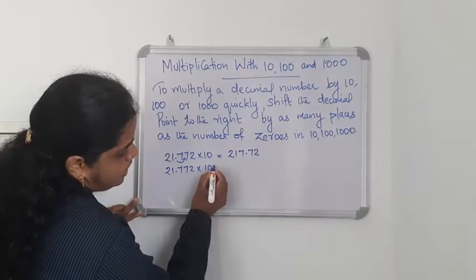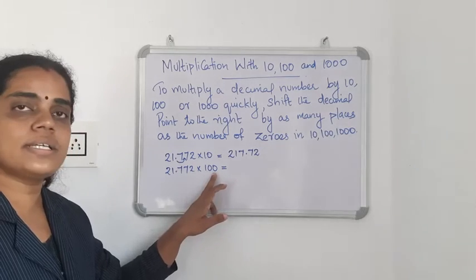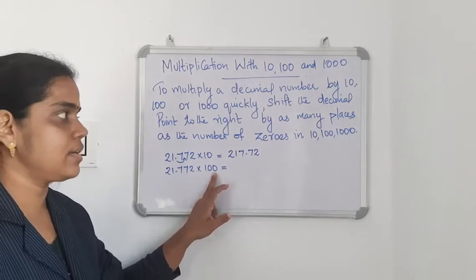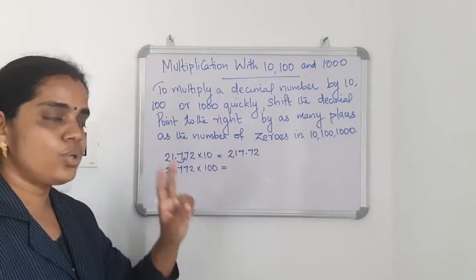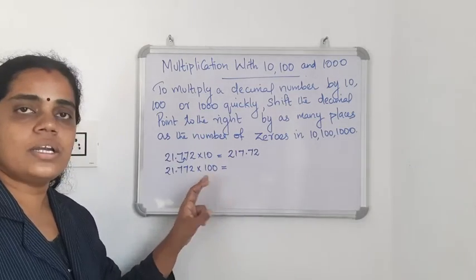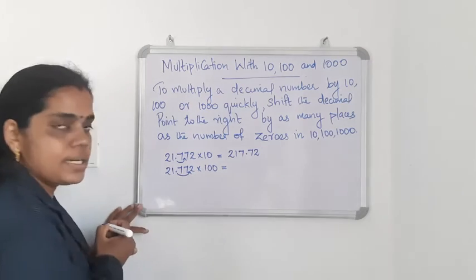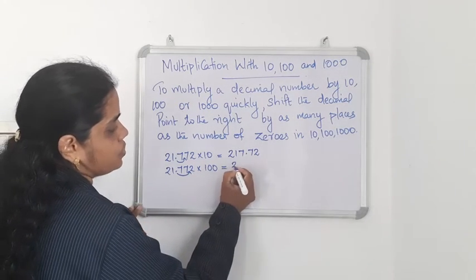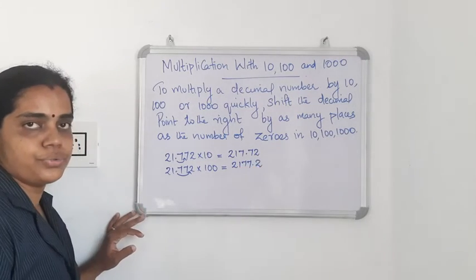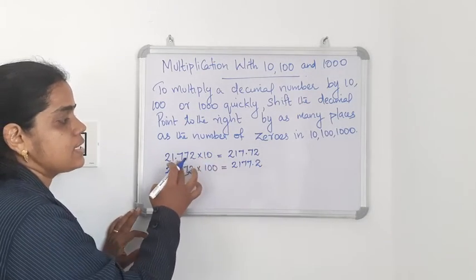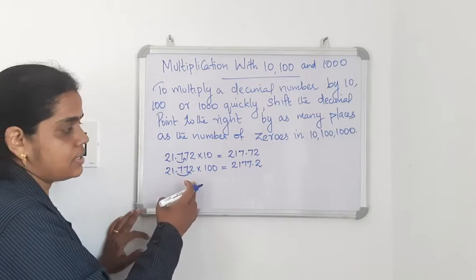Okay, then the same number 21.772 into 100 we can consider. Okay, so in 100 how many zeros are there? 2 zeros are there. So shift the decimal point to the right by 2 digits. Okay, in 100 2 zeros are there. So after 2 digits, you need to use the decimal. So the answer is 2177.2. Okay, multiplication with 10 means only 1 digit you need to shift. Multiplication by 100 means 2 digits you need to shift.